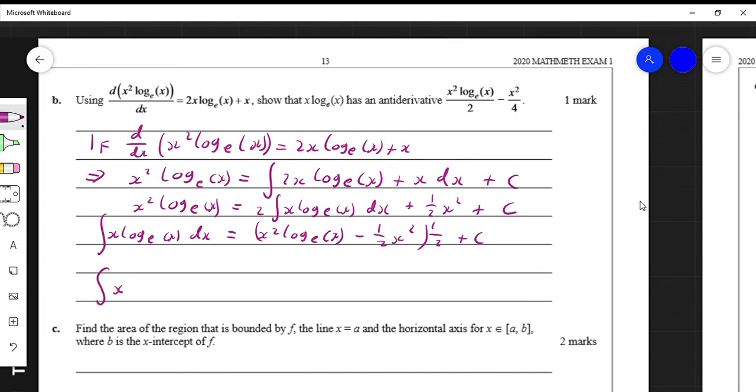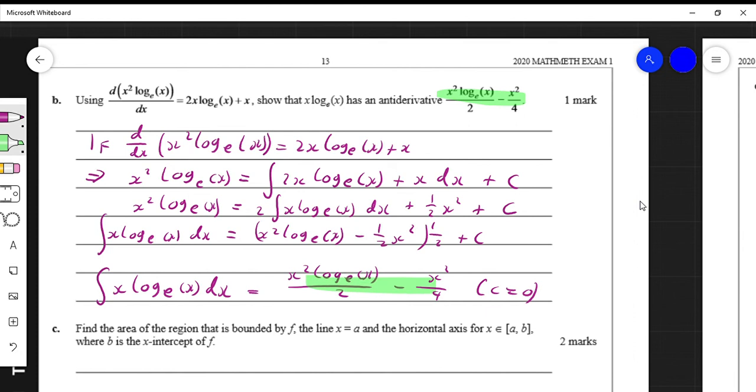So we get the antiderivative of the natural log of x with respect to x equals x squared natural log of x divided by 2 minus x squared divided by 4 plus c. Let's just make c 0, because it's just an arbitrary constant. So I'm going to put c equals 0. Not really easy, but making c 0 makes it work. So this is just like this.